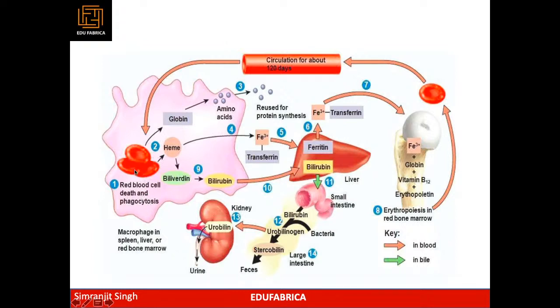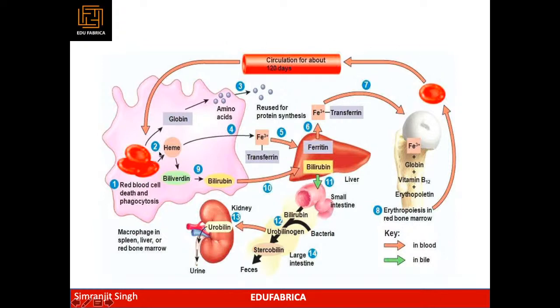The second step is that we get the heme out of them, and the globin is broken down, and from the globin amino acids are produced. With the help of transferrin, iron is carried and stored as ferritin, and this will be used with the help of Fe3+ ferric ions. Again with the help of transferrin it will move towards the bone marrow, and there with Fe3+, globin, vitamin B12 and erythropoietin, erythropoiesis will happen and make a new RBC, which will go again into circulation for about 120 days. So in this way your cycle keeps moving again and again.